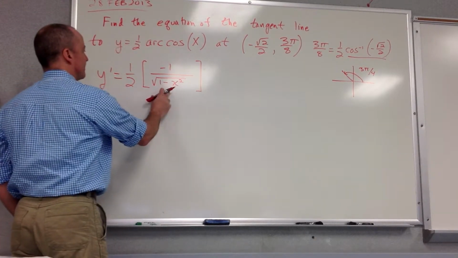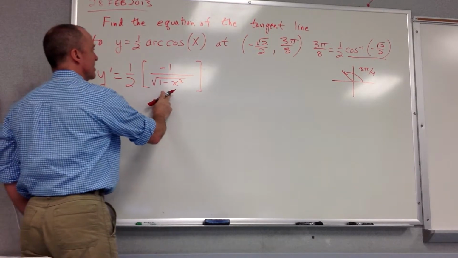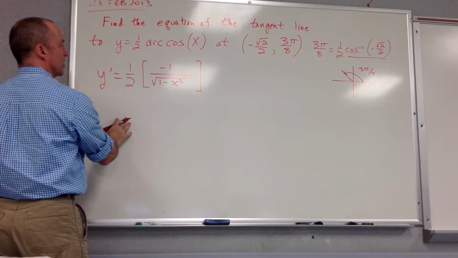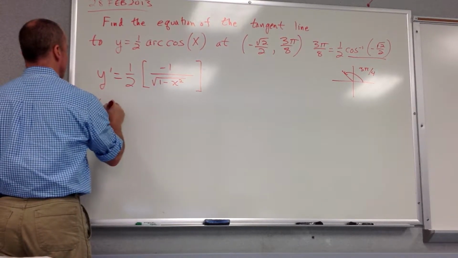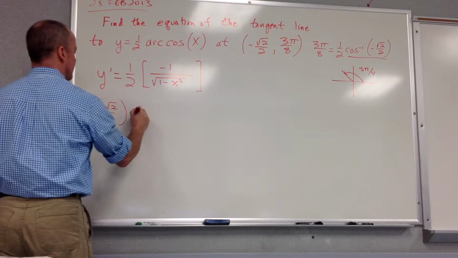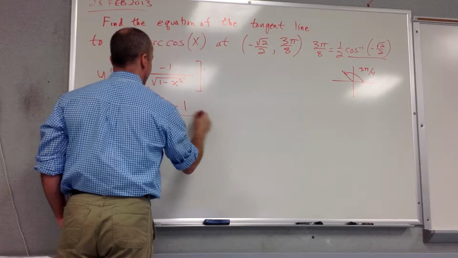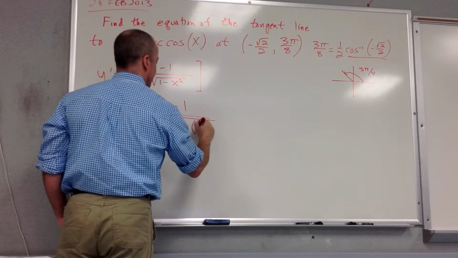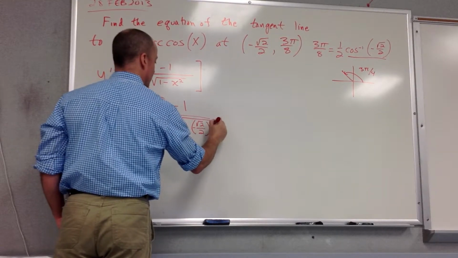Okay, so this tells us the slope of our tangent lines in general, but we're interested when x equals negative root 2 over 2, correct? Absolutely. All right, so y prime of negative root 2 over 2 is 1/2 times negative 1 times the square root of 1 minus root 2 over 2 squared, and negative root 2 over 2 squared, but it will work out to the same thing.